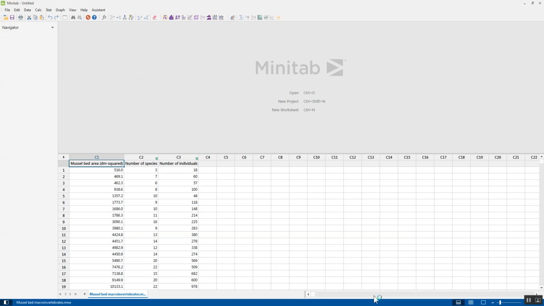So this is a video where I'm just going to go through the analysis of the mussel bed data that I uploaded for you. This is some data published by Peake and Quinn in 1993. And what they were looking at was the number of species and number of individuals, which is fairly self-explanatory, on an area of a mussel bed.